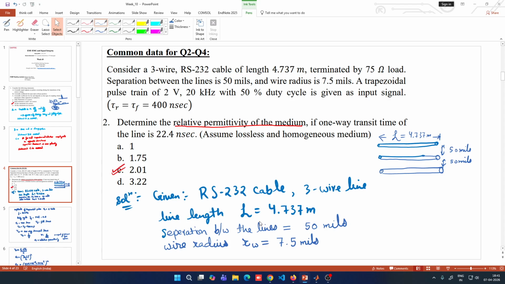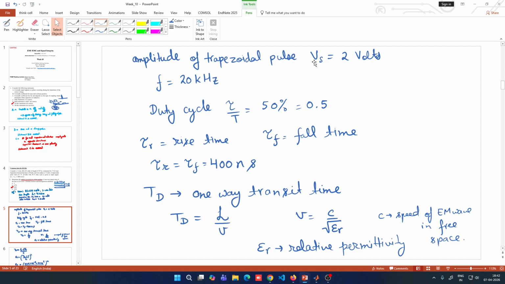So in the problem the line length is given, the separation between the lines, s, is given, and the wire radius r_w of all three wires is equal, which is 7.5 mils. The source voltage amplitude Vs is 2 volts and the frequency is 20 kilohertz for that trapezoidal pulse train, and the duty cycle is given as 50%, that is tau by T is 0.5, and the rise time and fall time are the same. The one-way transit time Td is given, which is the length of the wire divided by the velocity of the wave.